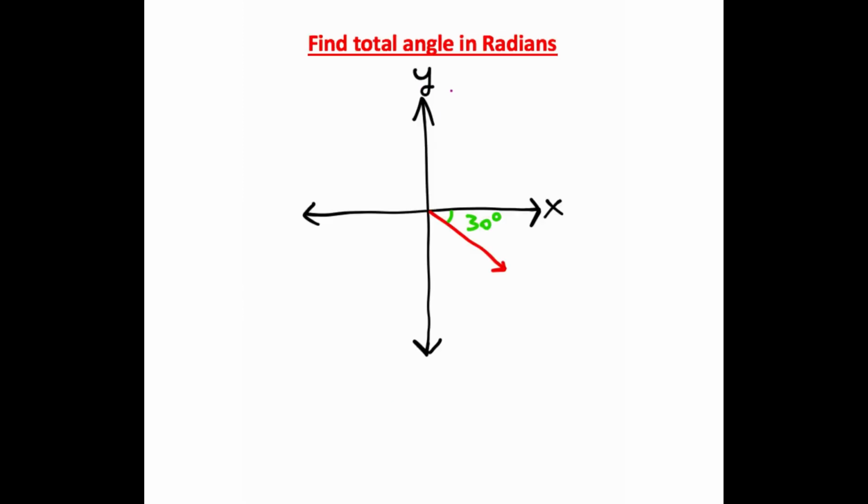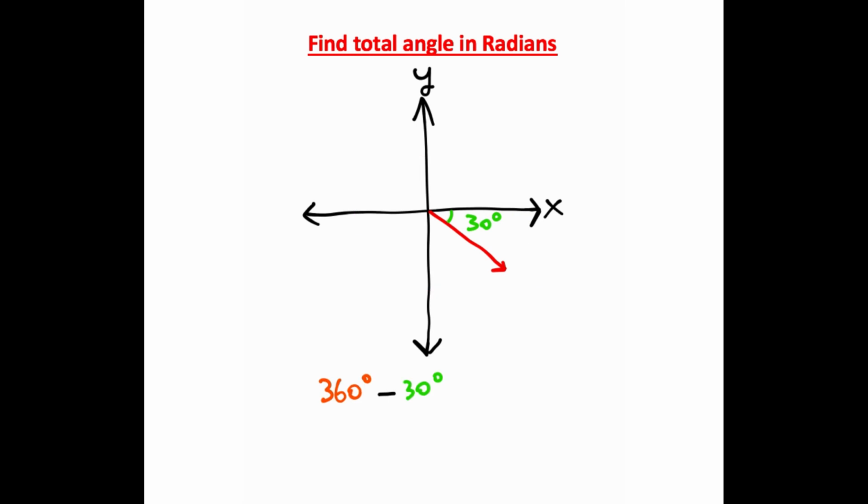So now we're trying to find the total angle in radians. Notice we make a 30-degree angle with the x-axis here, and the way that we can find the total angle is by starting right here in this first quadrant and traveling through all the quadrants until we land on our vector right here. We can see that we make a full 360-degree rotation if we go all the way around. And this 30 degrees here is just a little displacement within this 360-degree rotation.